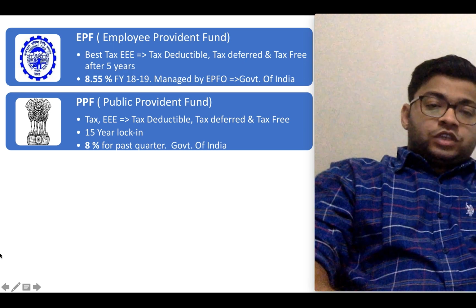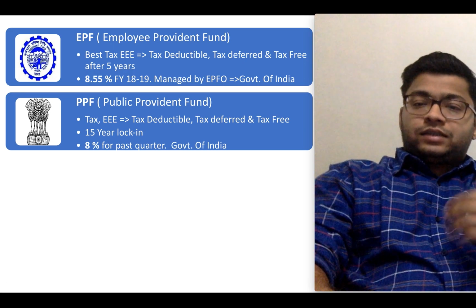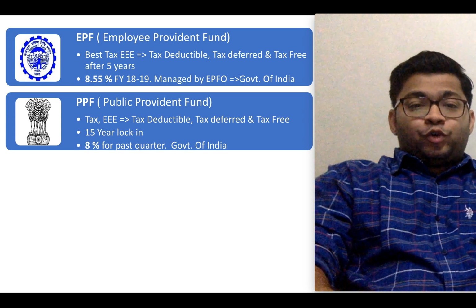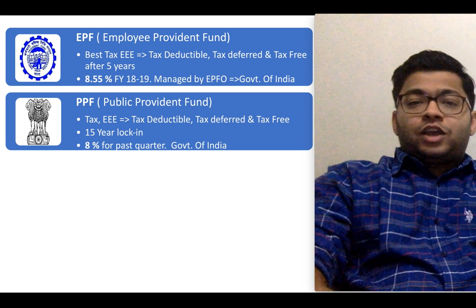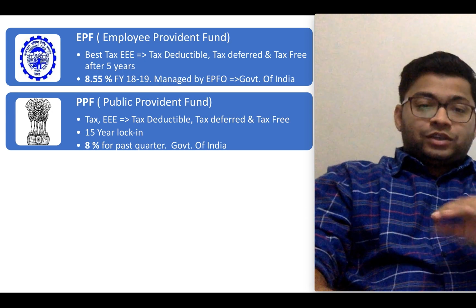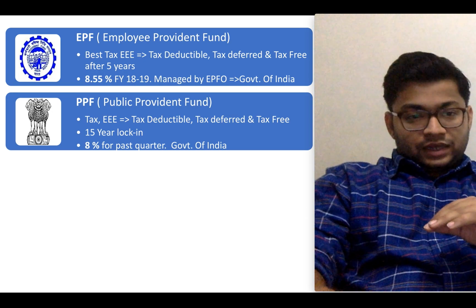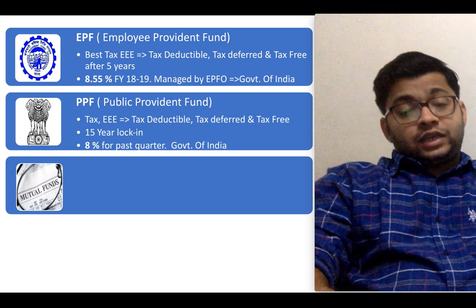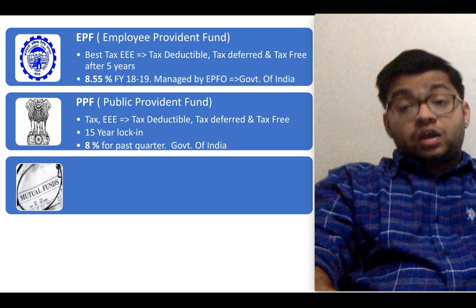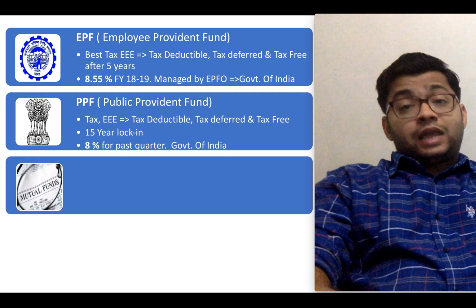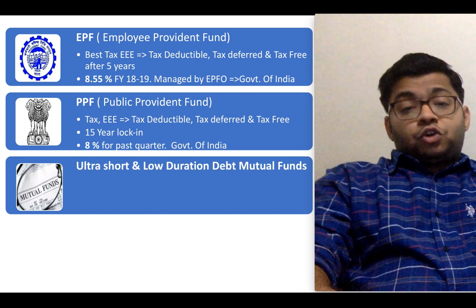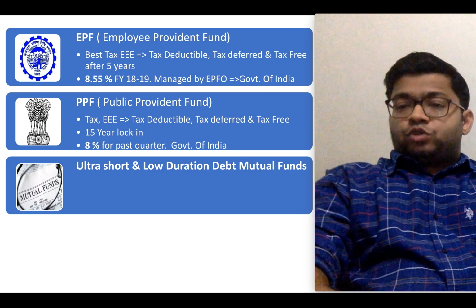And since you are lending this to the Government of India, this is the maximum security that you can get. If the government defaults, everything else will also default. So this is the safest that you can get. Okay, the third one, which I would say, if you are maxed out of the other two and you still have some lump sum to invest, is ultra short and low duration debt mutual funds.